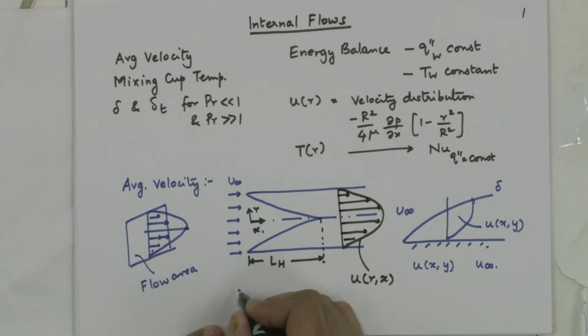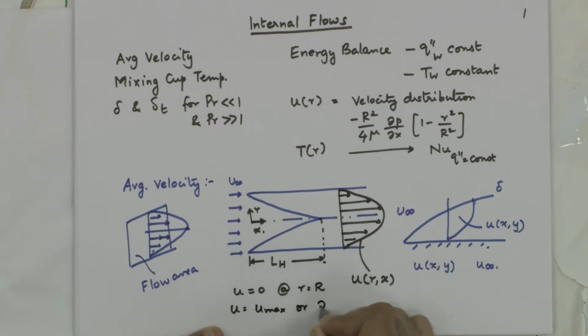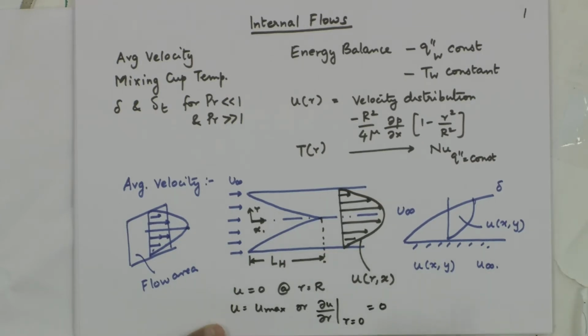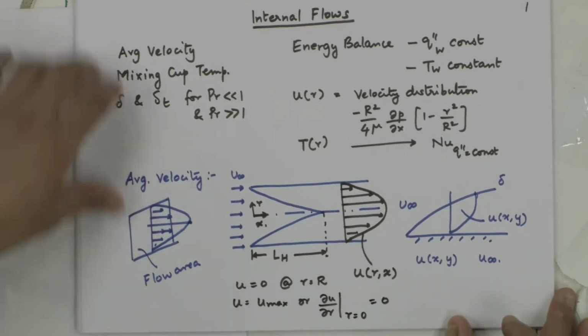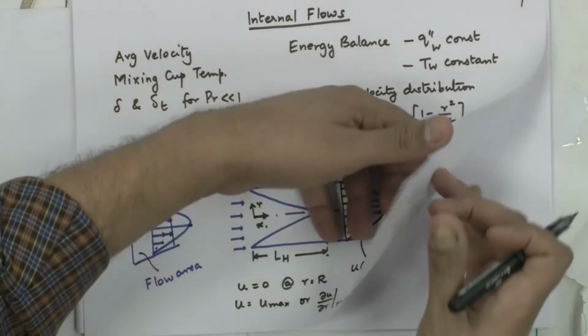The boundary conditions would be u is equal to 0 at r equal to capital R, and u is equal to u max, or du by dr at r equal to 0 is 0. That means, at the center line, it would represent the line of symmetry or the location of maximum velocity. These two boundary conditions would be used in the Navier-Stokes equation to derive the velocity distribution.